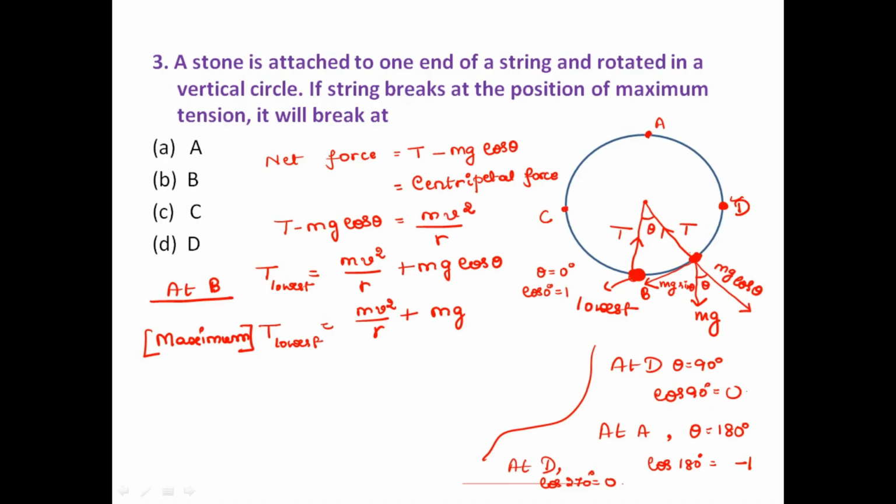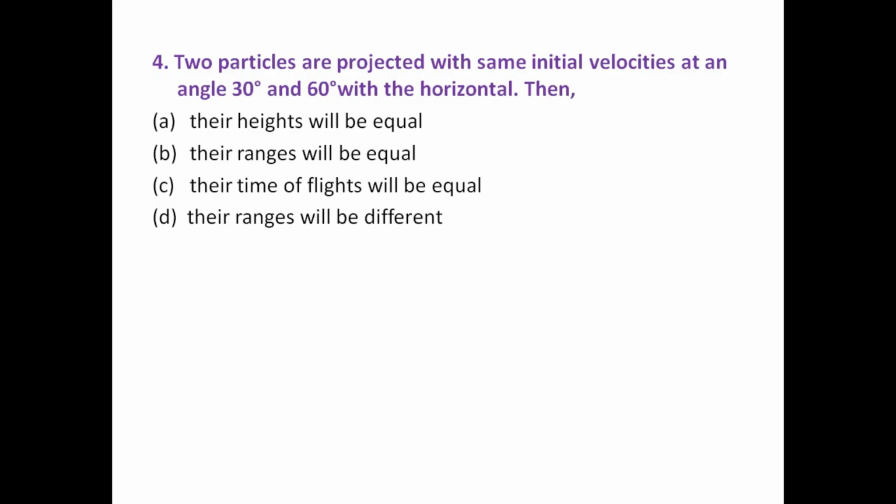The string can break only at the maximum value of it. The string breaks at the position of maximum tension. We have found where can be the tension maximum. Tension is maximum at the point that is B. Clearly, tension at the lowest position, that is at the point B, is being maximum, right? Hence, I can say here the option B is the correct one. We'll move to the next question.